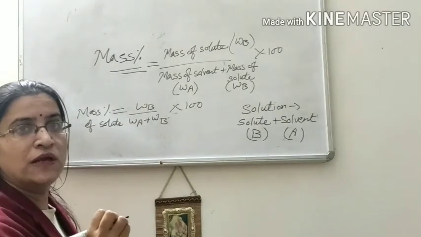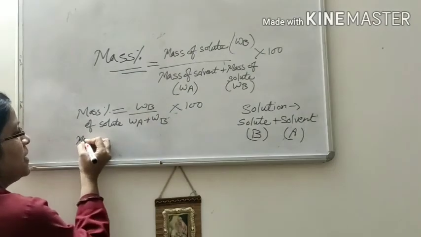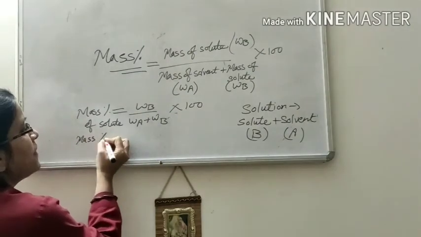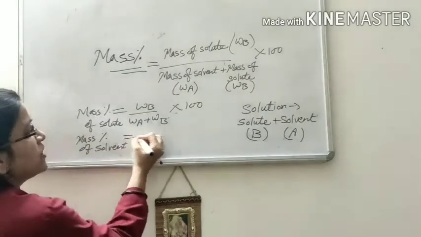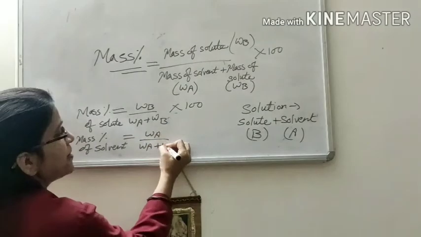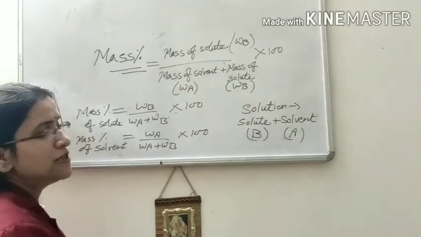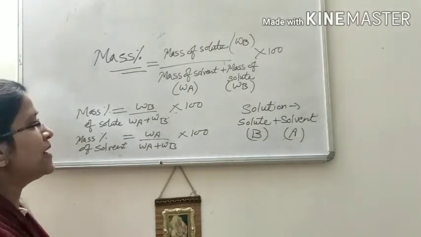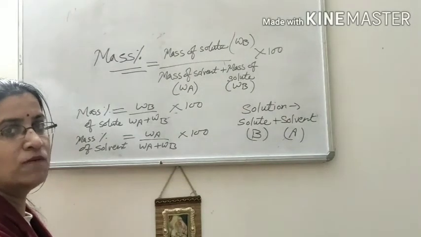Suppose we want to calculate the mass percentage of solvent. Then the formula is: mass percentage of solvent is equal to Wa upon Wa plus Wb into 100. So by this formula, you can easily calculate the mass percentage of solute as well as the mass percentage of solvent.